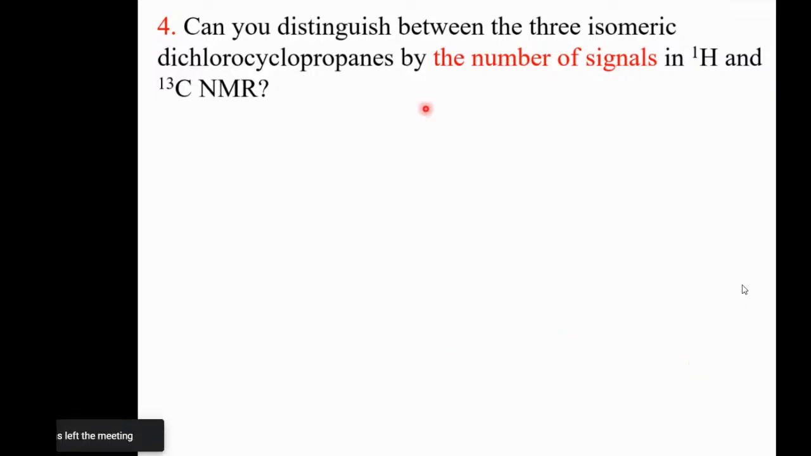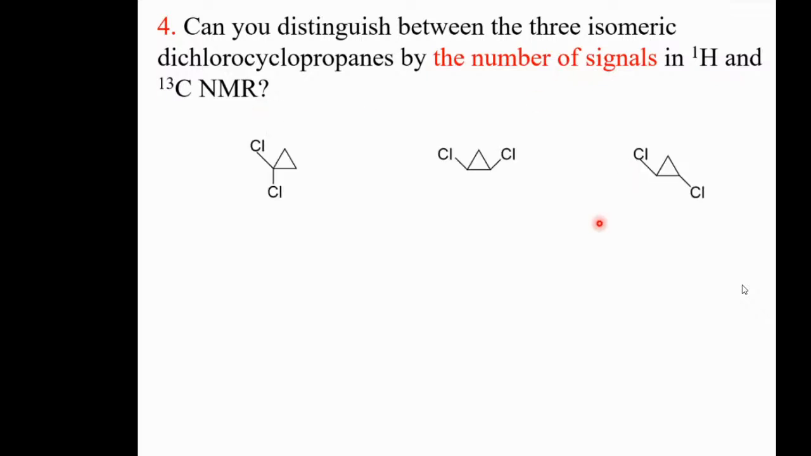Let us take another. Can you distinguish between the 3 isomeric dichlorocyclopropanes by the number of signals in proton and 13C? These are the dichlorocyclopropanes. So you have 1,1 and 1,2. And 1,2-dichlorocyclopropane can be either cis or trans. In cis, what is the symmetry element present? And in trans, what is the symmetry element present?